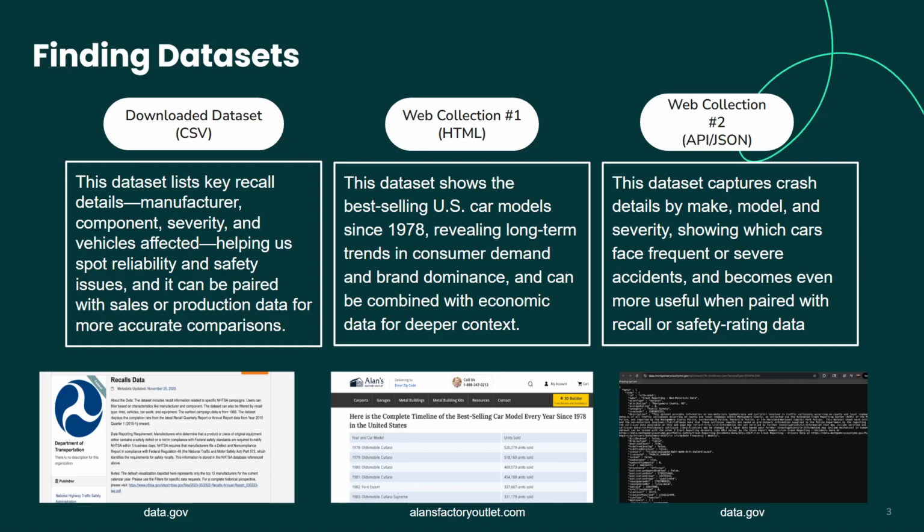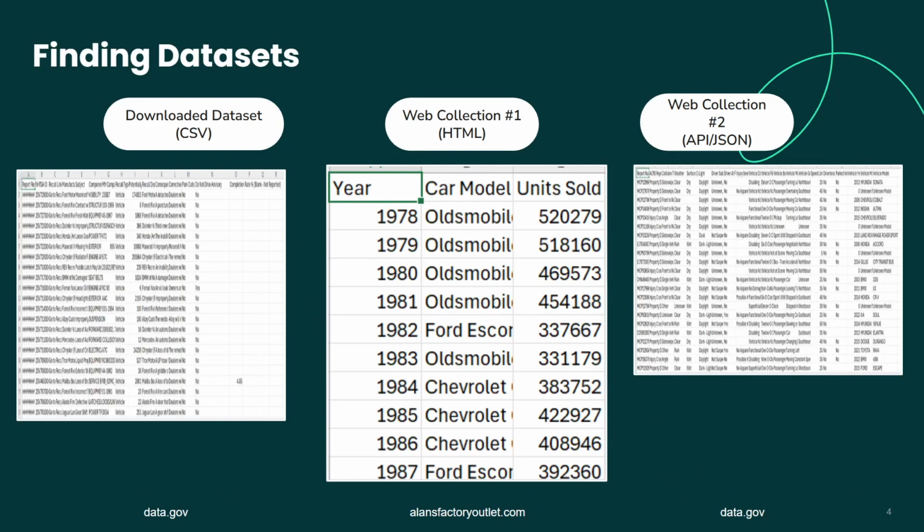Our third one is the JSON file. This dataset captures crash details: make, model, and severity, showing which cars face more frequent or severe accidents. This can be paired with recall and safety rating data. This was found on data.gov. And as you can see, we cleaned our files and this is what it looks like here.